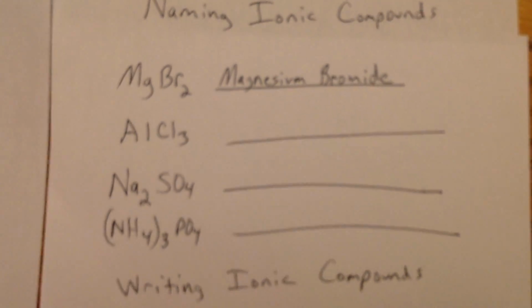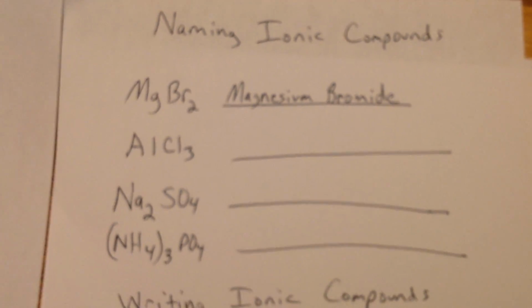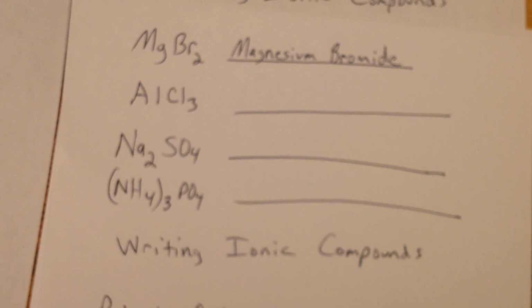Okay, here we go. We got some naming ionic compounds. So we'll go ahead and jump right in with a quick example. Some people are struggling with how do I get started? Well, first you need your periodic table. Hopefully the one you wrote all of your charges on.